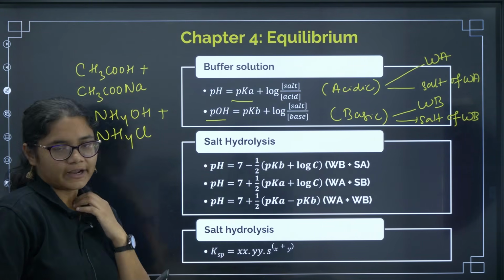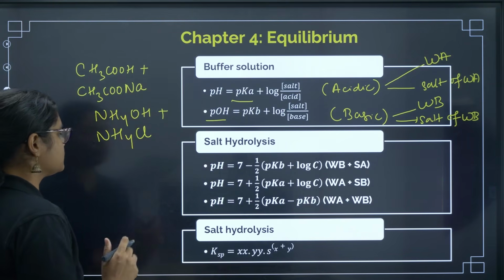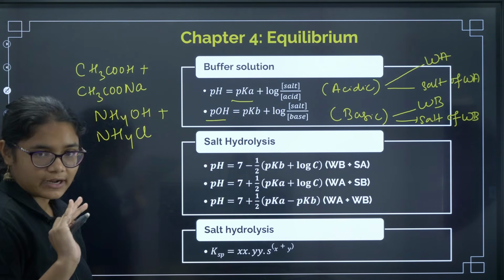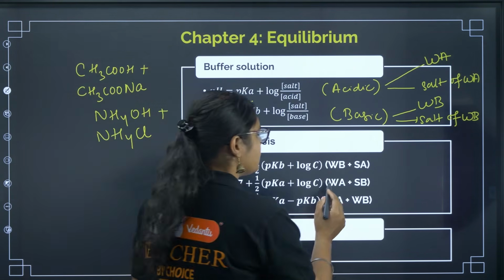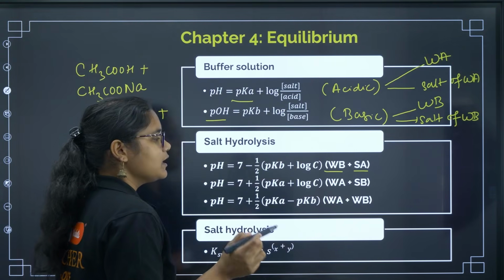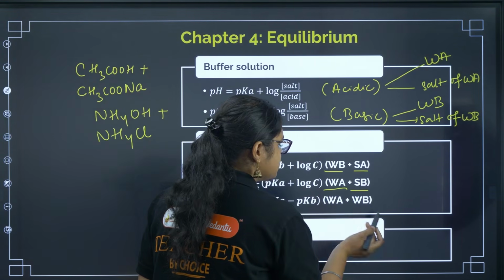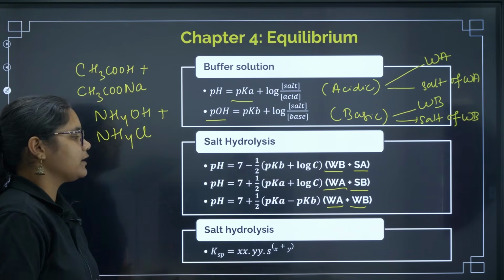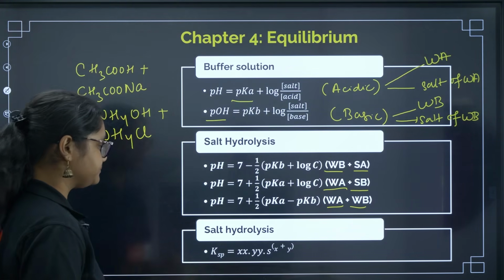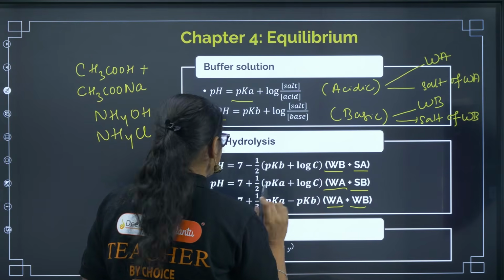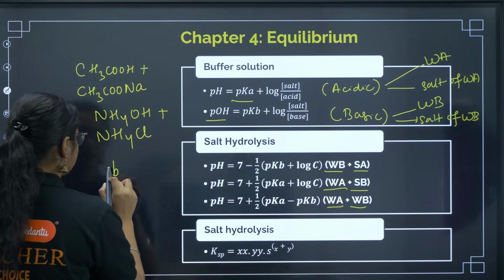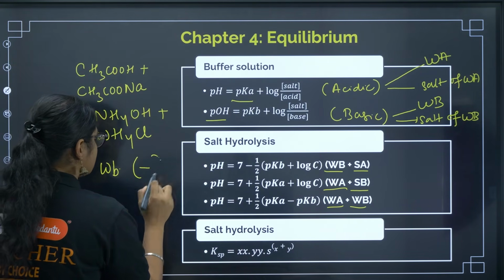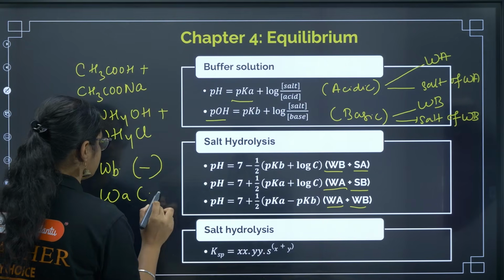Now coming to salt hydrolysis. You should know there are three types of salt hydrolysis. First is the salt made up of a weak base and strong acid, another is weak acid and strong base, and another is weak acid and weak base, right? So what we can calculate here is the pH value. You can remember that wherever a weak base is there, we have to use minus, and for a weak acid we have to use plus.